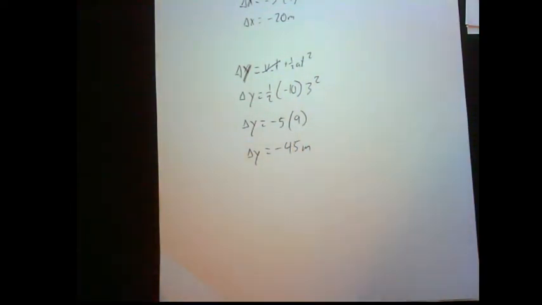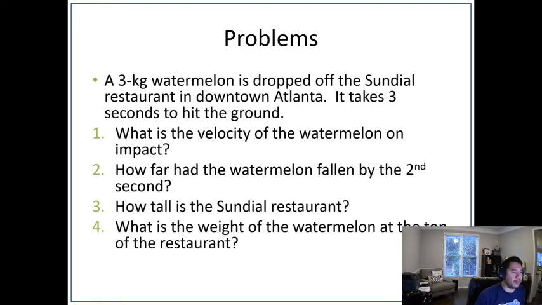How can the height be negative 45 meters? Well, that's because what we're measuring is the distance and the direction. The watermelon went downward. Therefore, we're measuring the displacement of the watermelon with a negative number. What is the weight of the watermelon at the top of the restaurant? Well, the weight is simply its mass of 3 kilograms times gravity, which is 10, for a total of 30 newtons. But I think I left that question in accidentally, because that is our next unit.